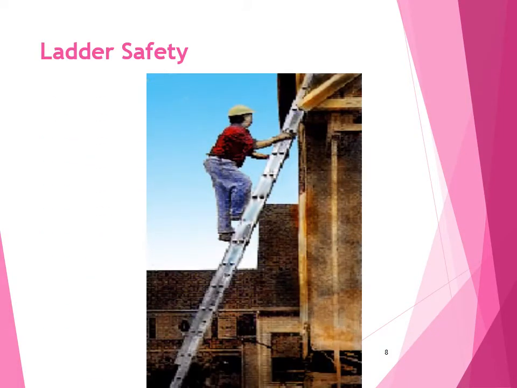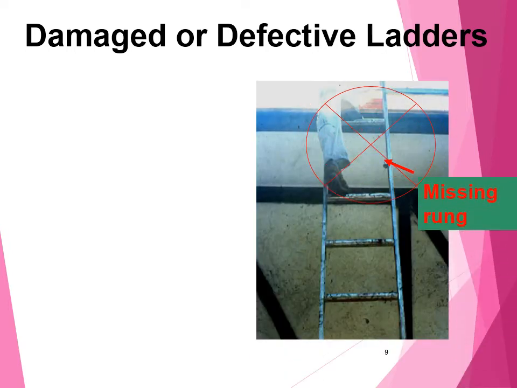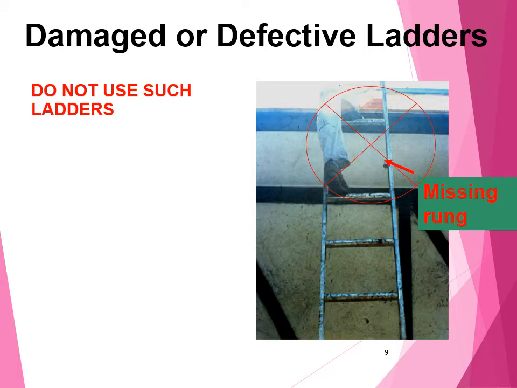Ladder safety. Ladder safety is again a very vital one. If the ladder is not safely positioned, it might lead to accidents. Damaged or defective ladders: see, this image shows how this guy is working where a rung is missing. By climbing up without watching it, it might lead to a fatal accident. Do not use such a ladder.